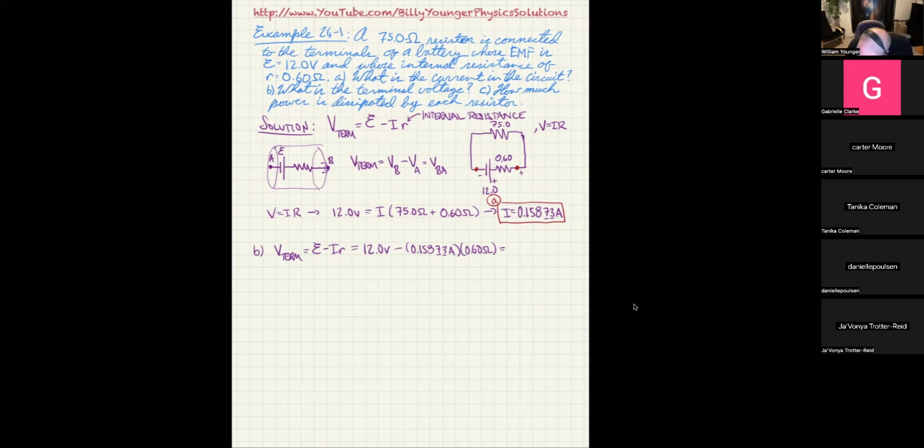So this will be 11.90, but then I'm subtracting that from 12. So that literally brings me back to 1 decimal place. So the answer is going to be, whoa, didn't expect that. The answer is going to be 11.9 and 0.5 is my 2 extra digits. And that's the terminal voltage for this battery. Anybody have any questions on that one?